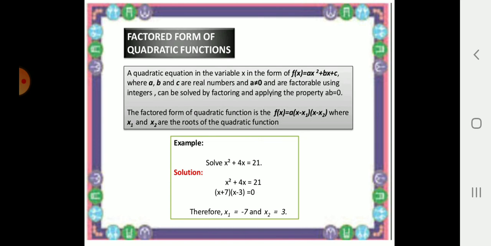Example, solve x squared plus 4x equals 21. So solution. x squared plus 4x minus 21 equals 0. So (x plus 7) times (x minus 3) equals 0. So therefore x1 equals negative 7 and x2 equals 3.